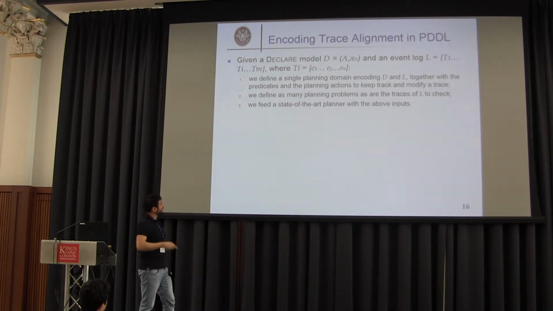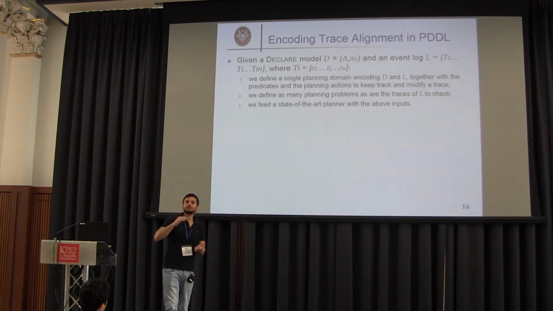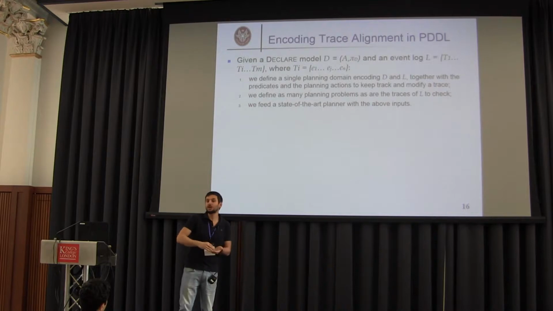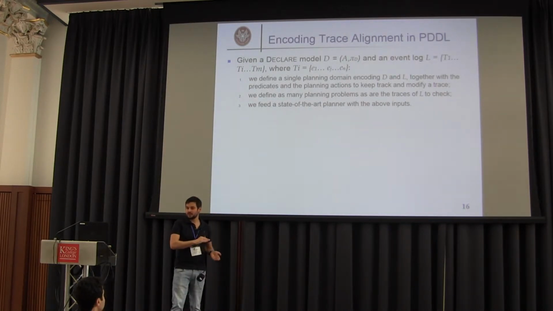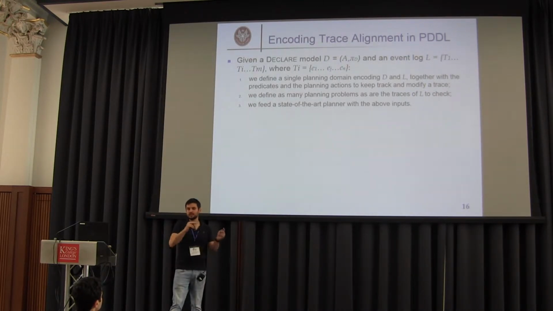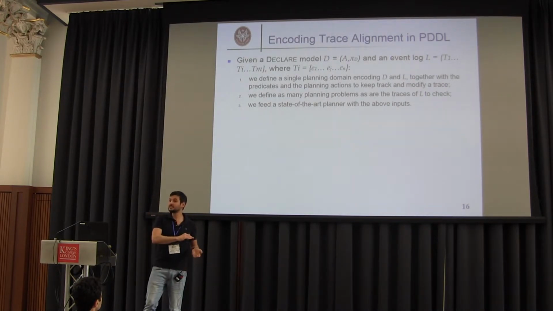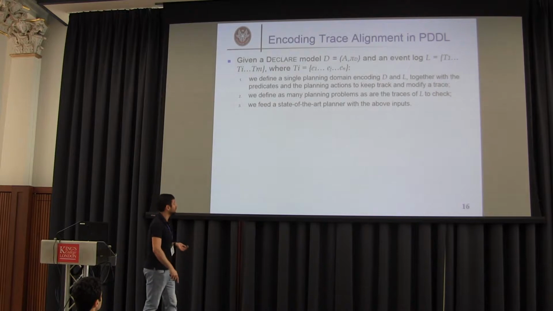Secondly, we define for any trace contained in the log, because a log can contain a certain number of traces, usually thousands of traces, for every trace in the log, we define a planning problem. So we have a single planning domain that is valid for the entire Declare model and for the entire log, and for any trace, we define a single planning problem.